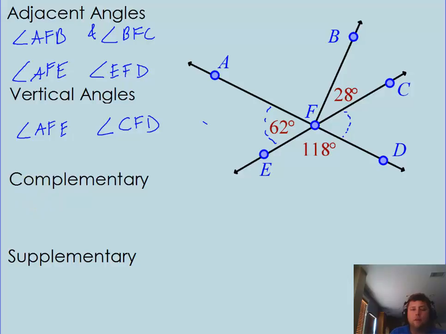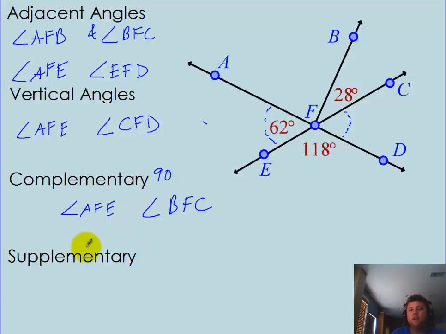Complementary. So complementary, if you've forgotten, it's 90 degrees. Just write those down. You're gonna get them flipped. So we're looking for 90 degrees. What adds up? Well, let's see. This is 62 and 28. 62 plus 28, that's 90. So, yep. So, angle AFE and angle BFC.